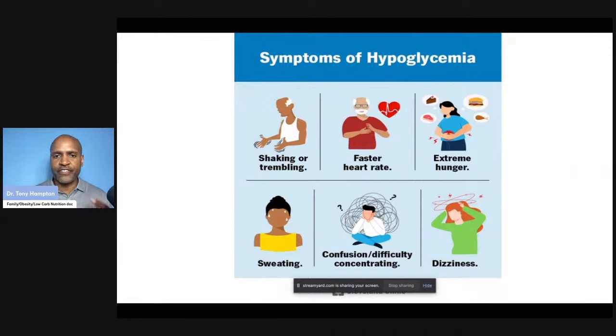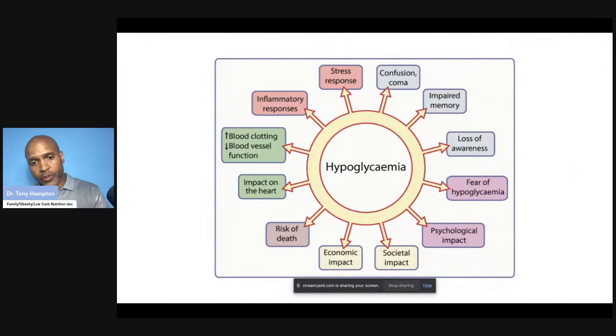So those are the kind of acute things. Long-term complications, the ones we really don't think about, are the ones listed here. And I think the one that says at the bottom to the left, risk of death, we're familiar with that. We know low blood sugar that's not treated can really impact you.